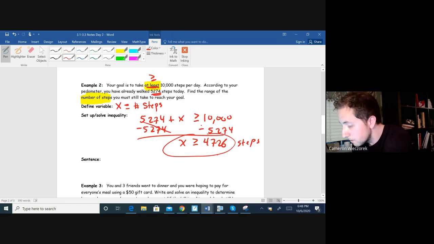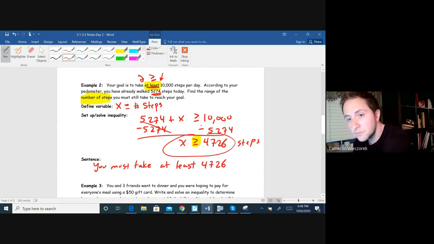Our sentence would be, answer their question, the range of number of steps. So you must take, it's not exactly 4,726 steps. It's, here's our phrase, at least. Because if you look at the symbol, it's greater than or equal to. So you could say you must take at least, or you could say a minimum of, no less than. Any of those phrases would work. 4,726 more steps. Okay, make sure you have a phrase that cues you in that it's greater than or equal to.